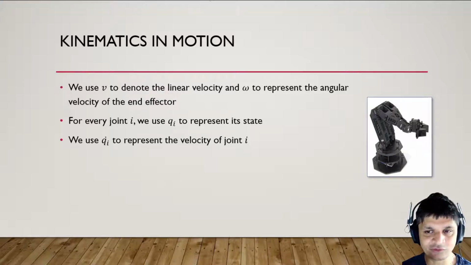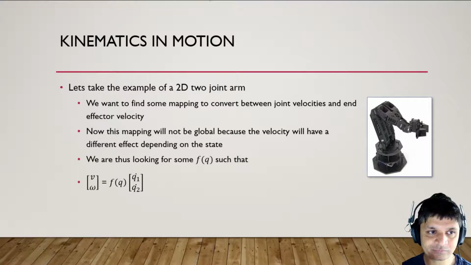You may have seen this notation before, but basically if we want to denote the derivative of something, we just put a dot on top. So Qi dot is the derivative of Qi, and given that Qi is the state of joint i, Qi dot is the rate of change of state of joint i, or the velocity of joint i. Okay, so how do we do this? Let's take the example of a 2D two-joint arm. We want to find some mapping that converts between the joint velocities and the end effector velocity.